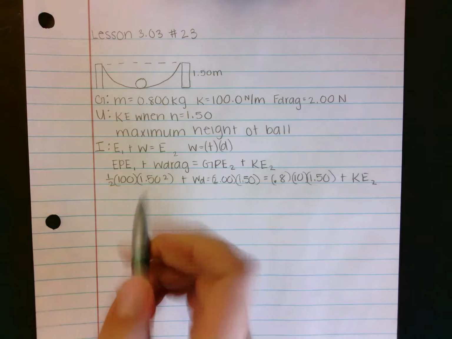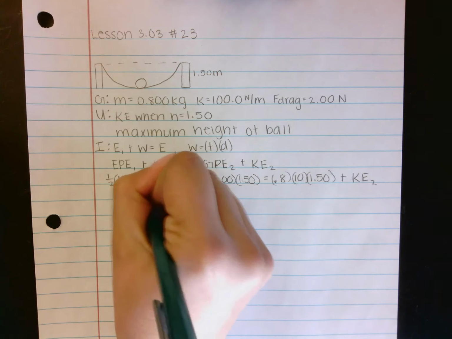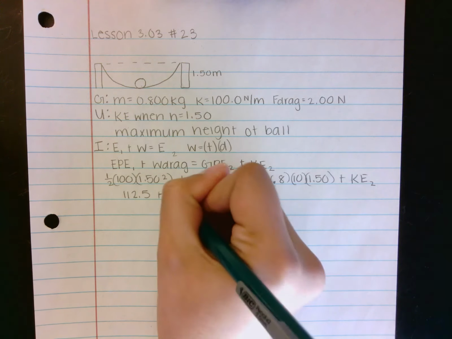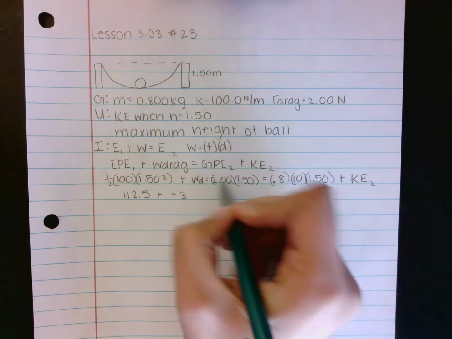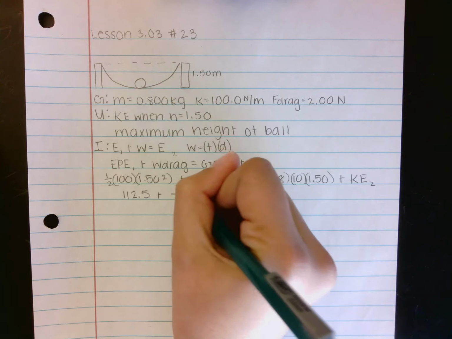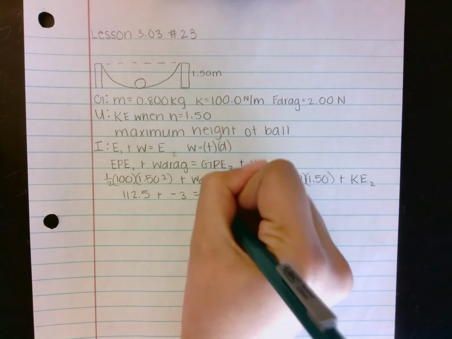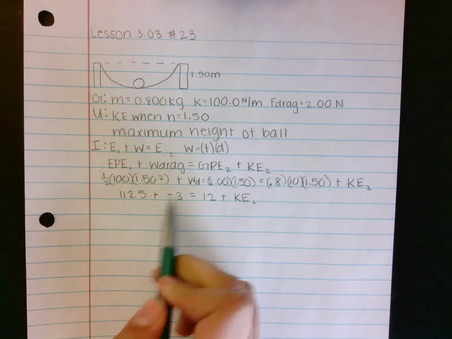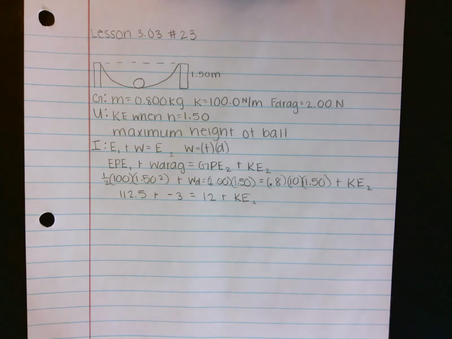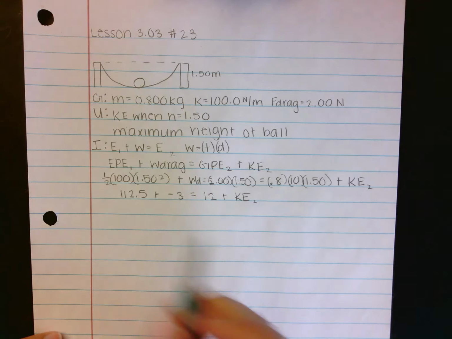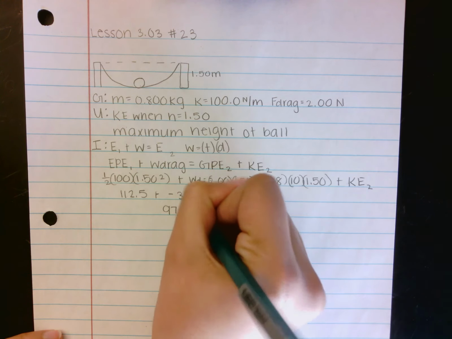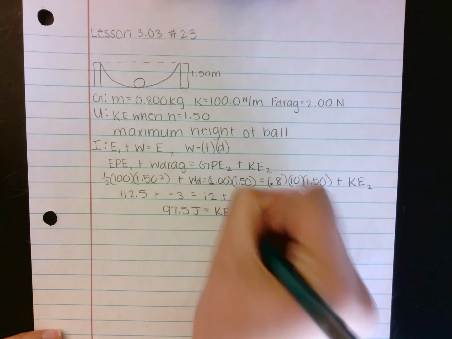So now when we do the math out, this comes out to be 112.5 plus -3, because this is negative, equals 12 plus KE2. So now, when we solve this out, we get 97.5 joules equals KE2.